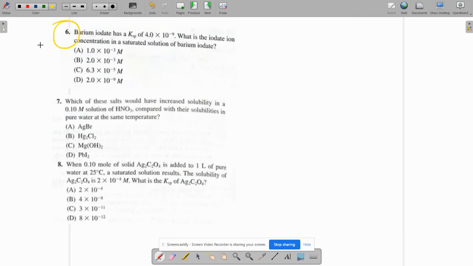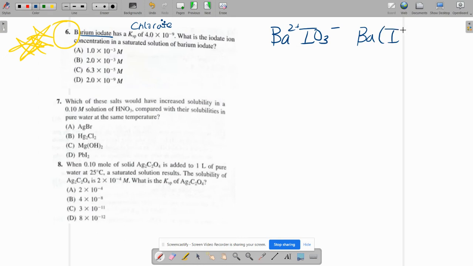Ooh, I really like number 6. Number 6 says barium iodate. First of all, might start by figuring out what that formula is. Barium is a 2+ ion, and iodate is kind of like chlorate, and chlorate is actually ClO3 minus. So iodate is IO3 minus. So take home message, how many iodates would you need to balance out that barium? So the formula looks something like this.